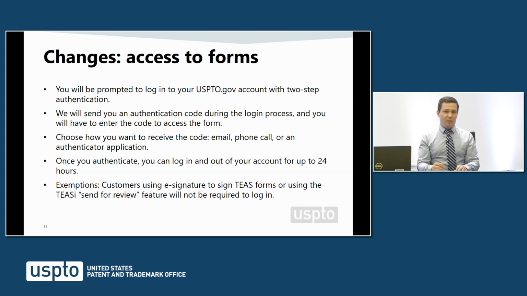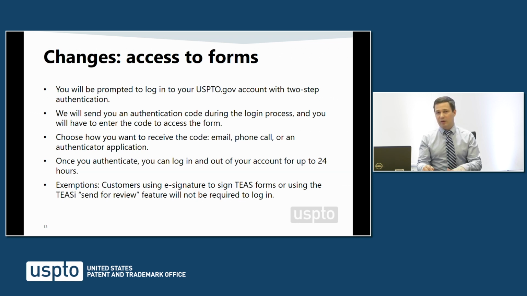And you're going to be prompted to log in if you're not already logged in when you click that link. And if you haven't logged in with two-step authentication, you will be asked to provide the second step to continue the login process. If you need to do that second step of authentication, we'll send you the authentication code during the login process, and you'll have to enter it to access the form. And again, you can choose how you want to receive it. Default method is email, and you don't have to set that up specially.